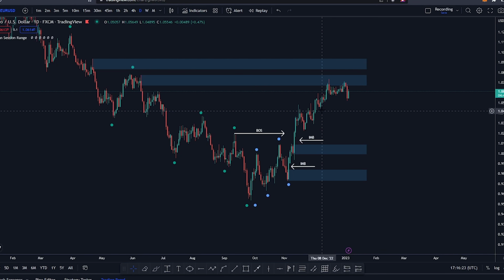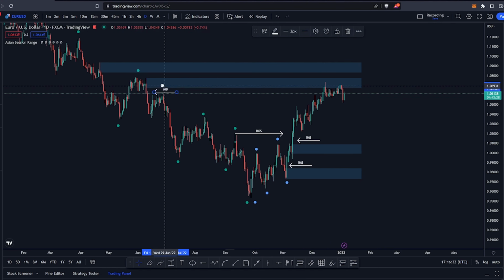We probably have imbalance in here as well, but there's no point in me marking it out because I know that the zones are down here. We have, or had should I say, an imbalance here that got filled by this move over here, and then we have a very small imbalance there, which is worth noting, so I'm going to put that over there.